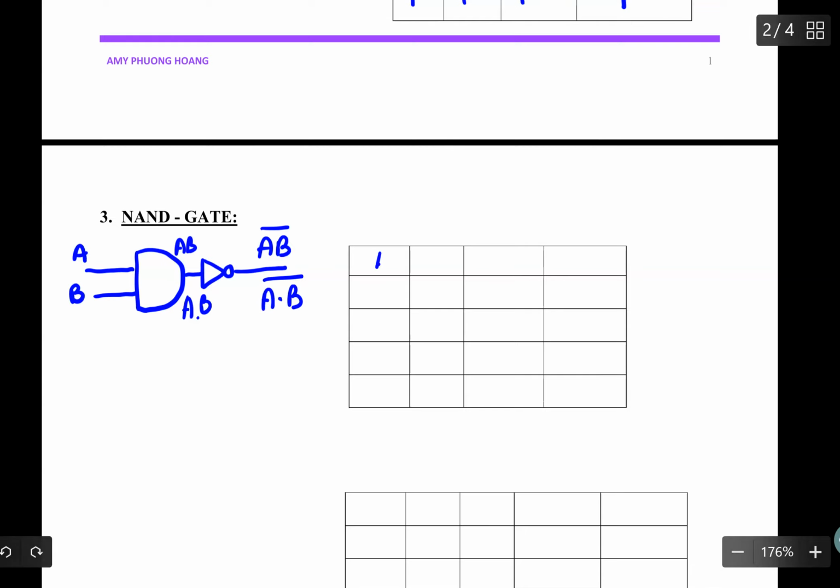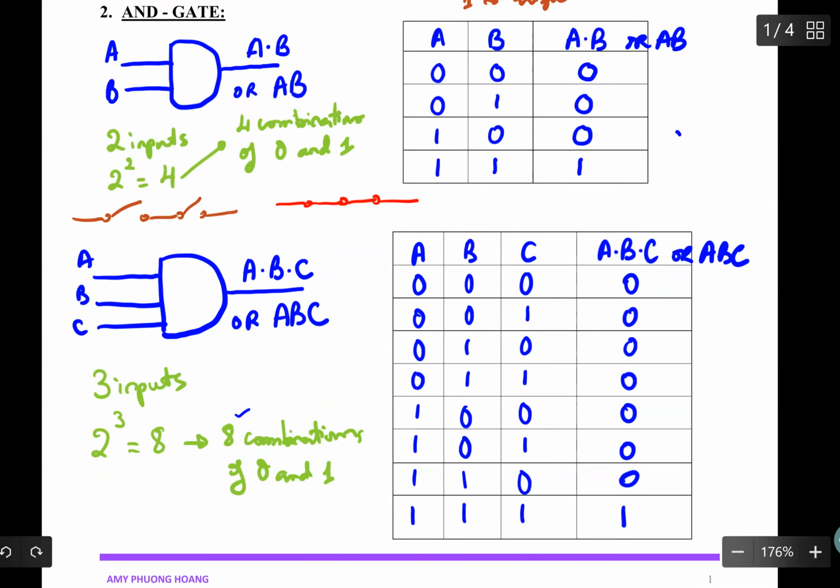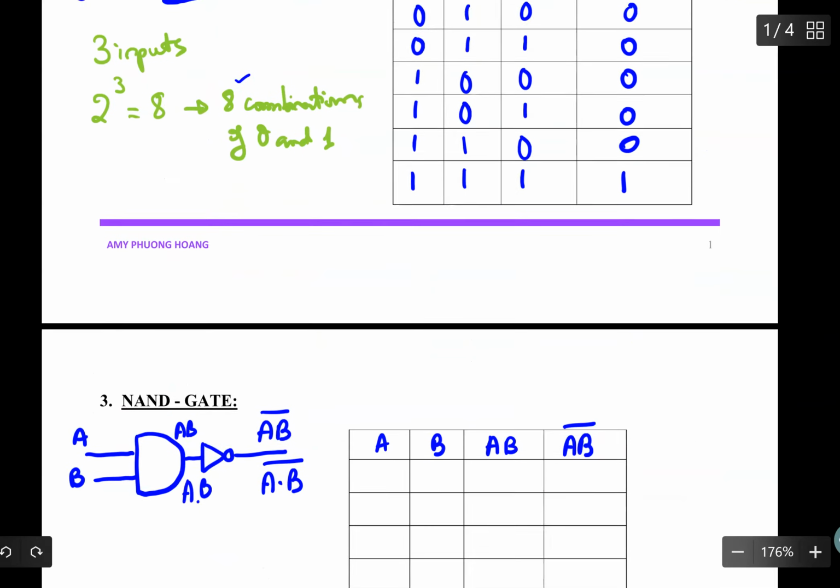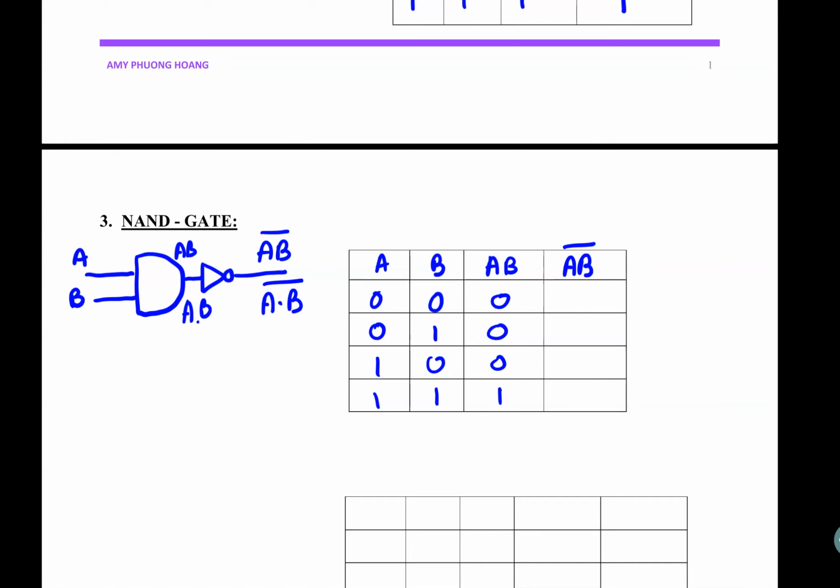Okay, so here's my A, B, Boolean expression as A dot B inverted. And similar to the above truth table that we developed, I will put 0, 0, 1, 1, 0, 1, 0, 1. Coming out of this AND, I should have 0, 0, 0, 1. And I invert my signal, so my last column should be 1, 1, 1, 0.